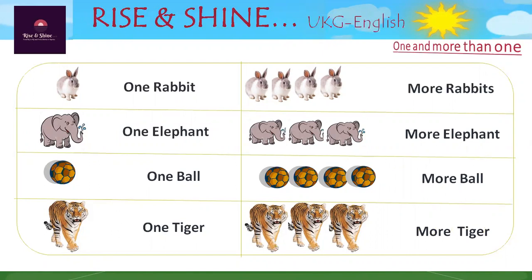So you're clear about the concept of one and more? One and more than one. One thing is one, and second is more than one. Anything, whether it is 2, 3, 4 or many, even 100, it is more than one.